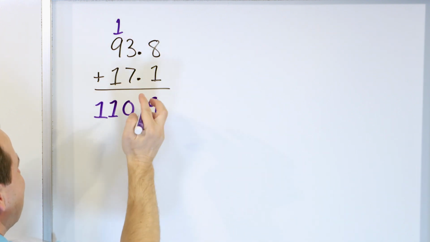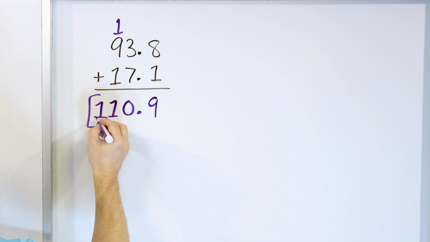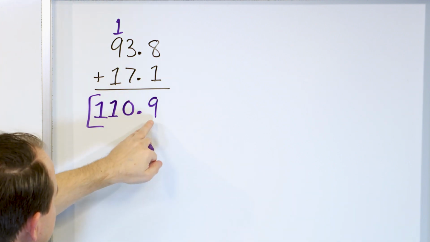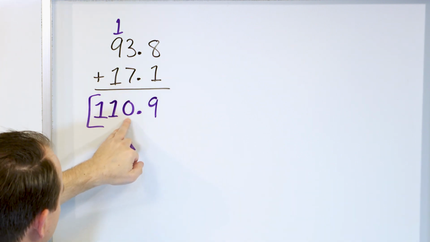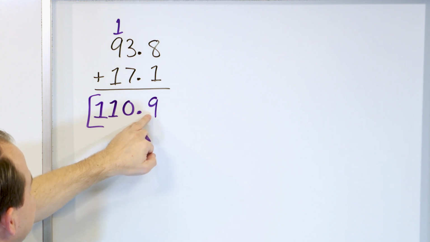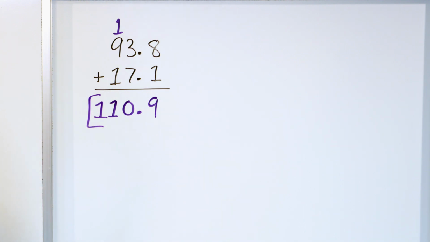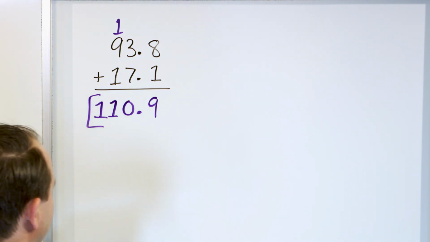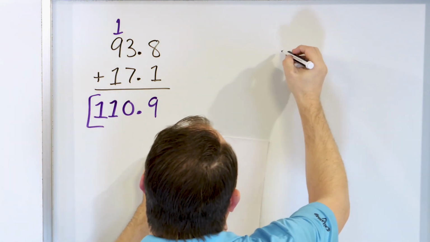The decimal falls right out of the problem, just like this. 110.9. That's really, really close to 111 wholes. Once it rolls over 1 more digit, it'll be 111. All right, so again, the purpose of that decimal point is just to tell us how close we are to the next whole number.